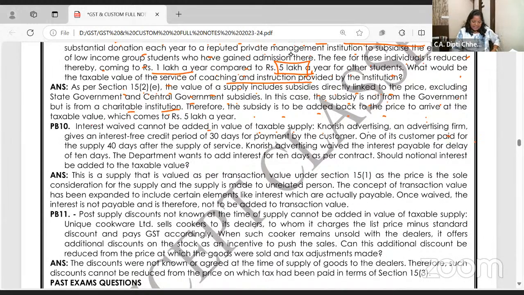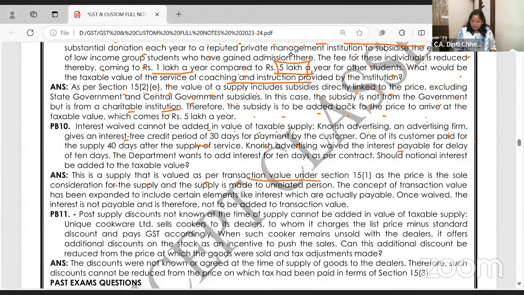Interest waived cannot be added in the value of taxable supply. Nourish Advertising and Advertising Company gives interest-free credit. One of the customers paid instead of 30 days, 40 days. So Nourished Advertising waived the interest. See, if you charge the interest, add it and put GST on that. If you waive it, then no problem.